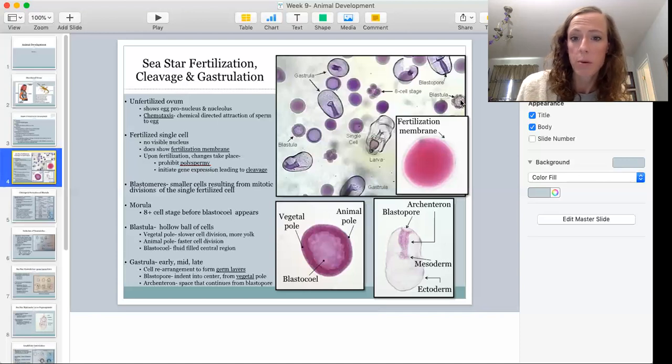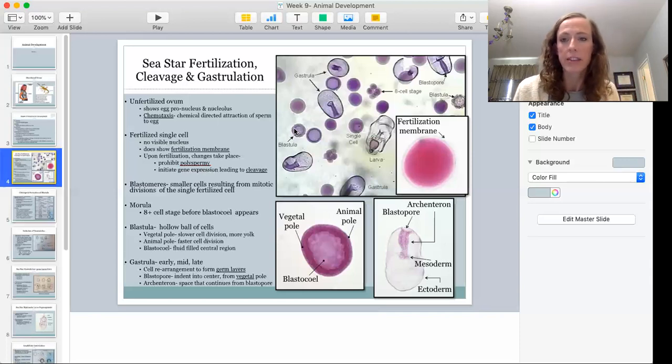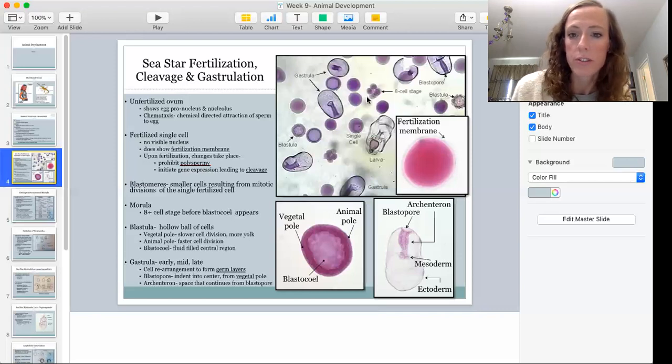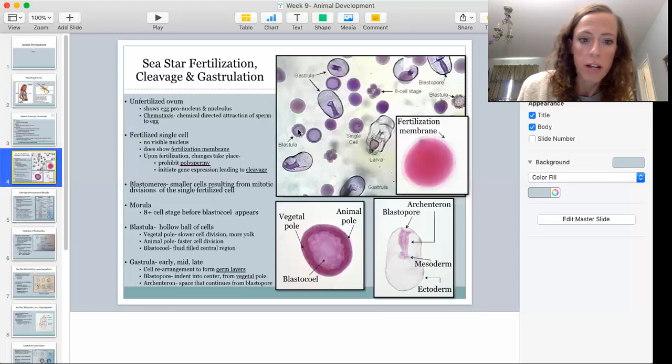So here's an example, here's another example. And this is characterized by the fact that there's now a hollow center to this ball of cells. If you notice, the 8 cell stage just kind of looks like a raspberry, but there's no space in the middle. Whereas when you move into the blastula stage, you can see there's a hollow space here as well. And this center space is called the blastocele, and it has fluid contained within there. And then all of the layers of cells are on the outside, okay?